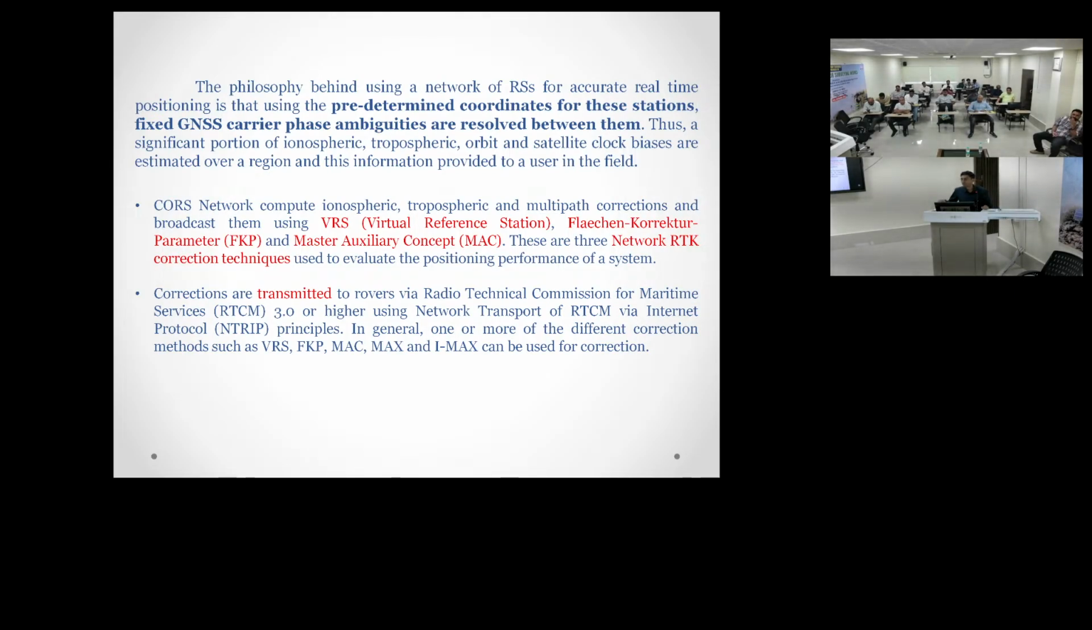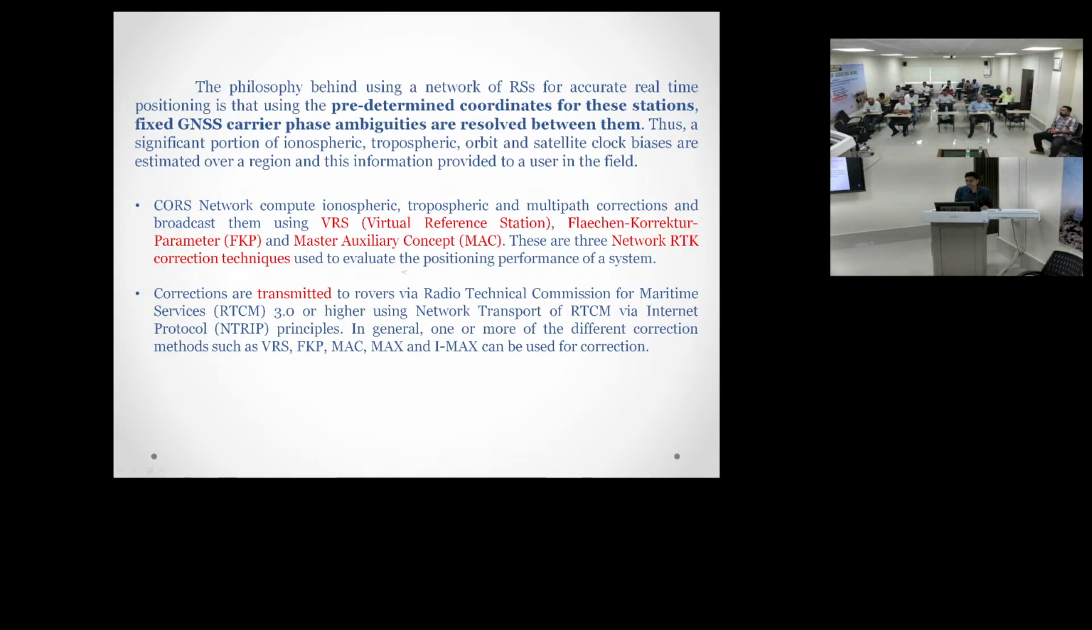To resolve the ambiguity, how are we resolving the ambiguities? Using the known coordinates. Whatever difference is there, that same difference is the correction we are sending. So the known coordinate should be there. The CORS coordinates are known to us. These CORS which we have established, these coordinates are known to us.